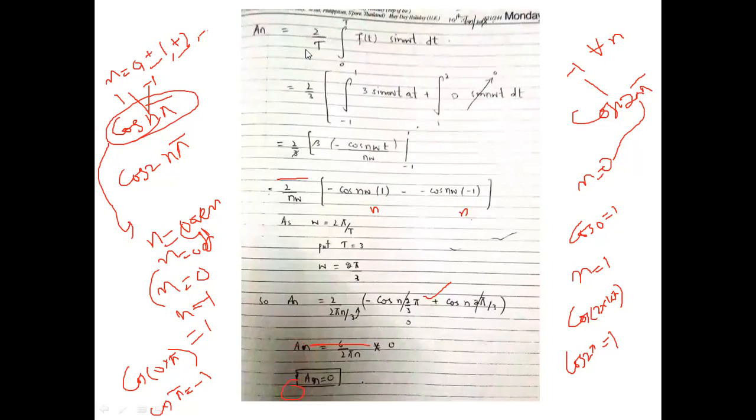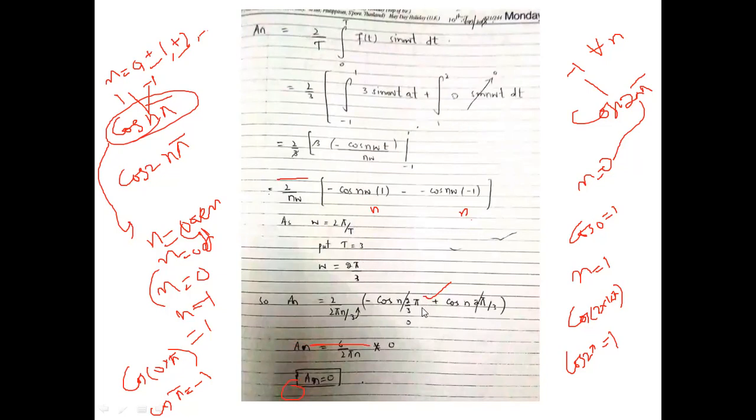Now an is equal to 2 by T, integral from 0 to T of f of t sin n omega t. Putting the values of the function, from minus 1 to 1 it is 3 sin n omega t, from 1 to 2 it is 0. Before applying the integration and limits, we have to find omega. Omega is 2 pi f and f is equal to 1 over T, so omega is equal to 2 pi by T. T is 3, so 2 pi by 3.